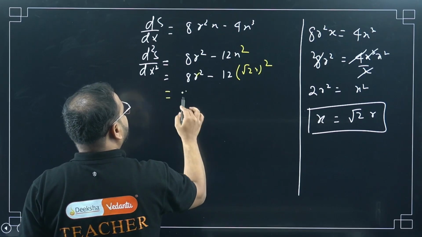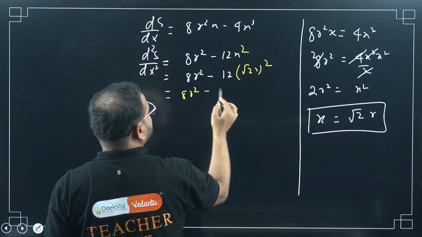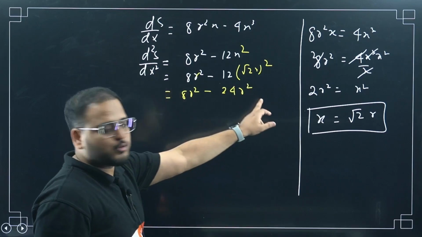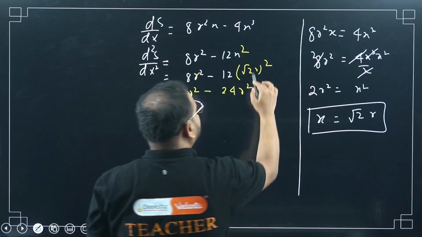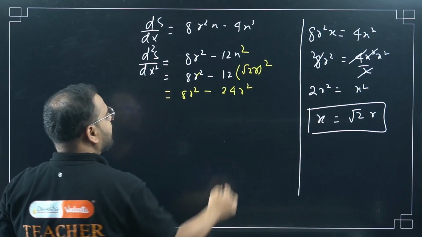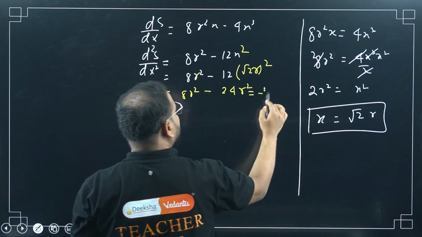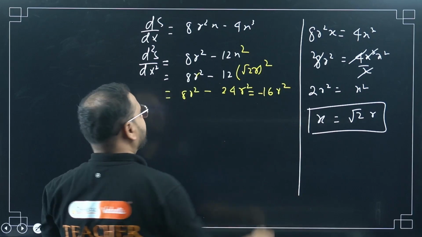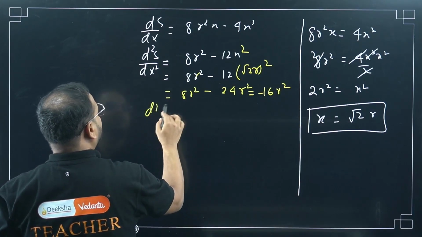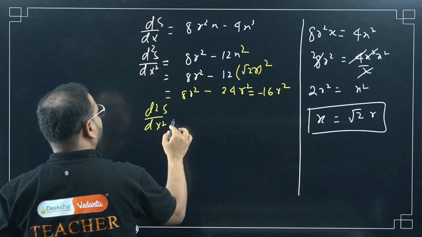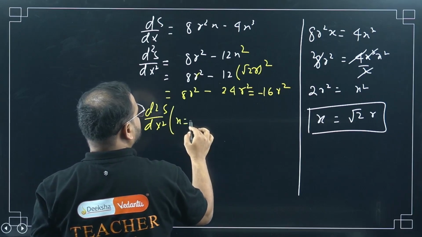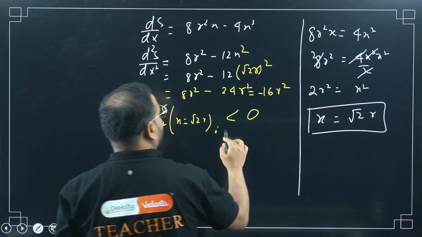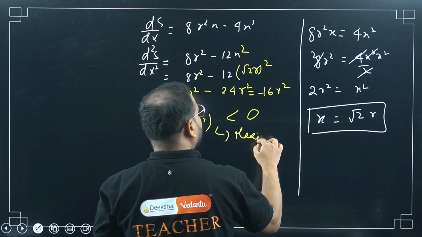So this will be 8r square minus 24r square, or not? Root 2 square is 2, r times r is r square. So it will become minus 16r square. Check here: r square is positive, minus 16 is negative. It means d square s upon dx square at x equals root 2r is coming as negative, which means a point of maxima exists.